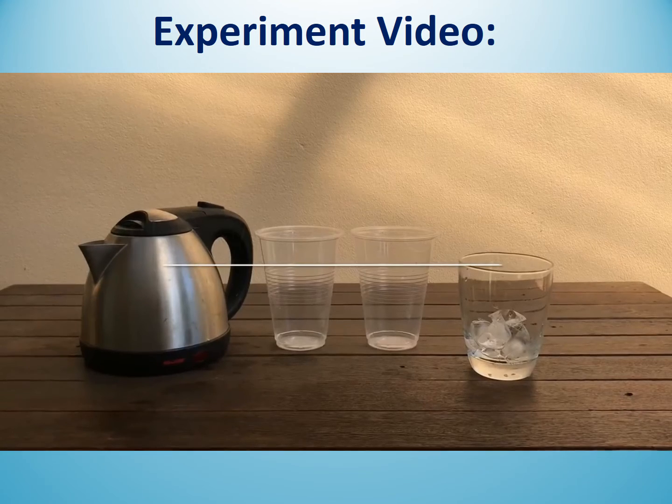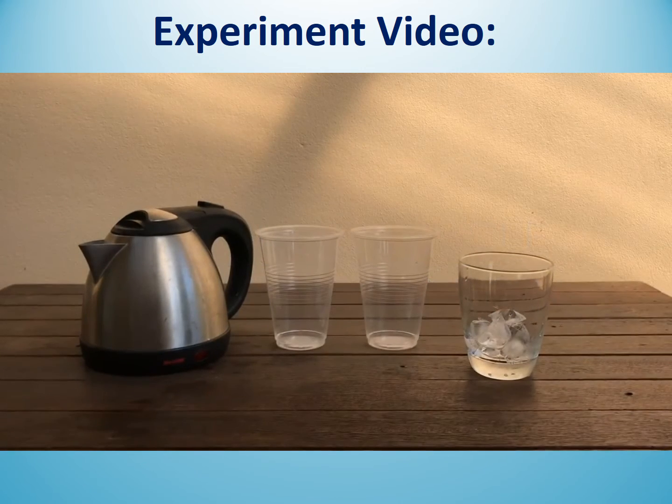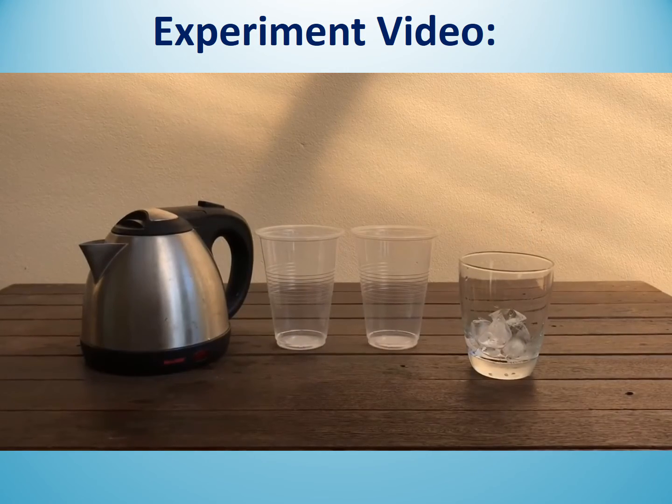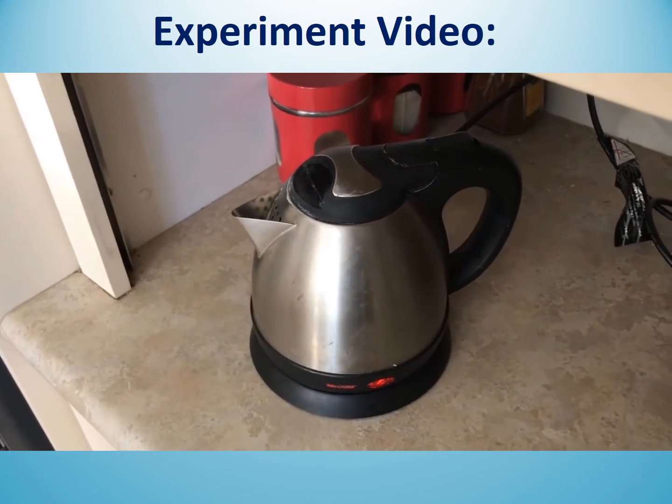Now, let's proceed to our second objective, wherein you're going to investigate how the gas turns into a liquid when they are being cooled. For this experiment, you will need hot water, 2 cups, and some ice cubes. Let's watch this experiment video. First, boil a kettle full of water.